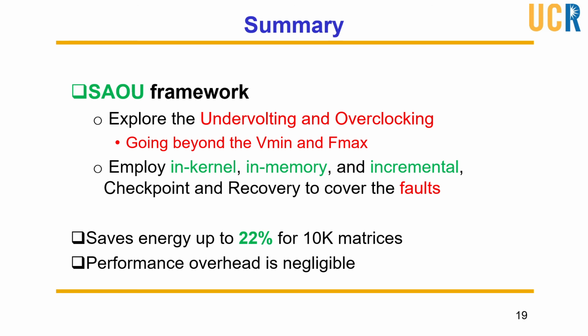In this paper, we propose an energy-efficient framework, SAOU, that reduces the energy consumption of GPU through undervolting and overclocking. Since going beyond the safe frequency or voltage gives rise to faults, we designed an in-kernel, in-memory, and incremental checkpoint and recovery technique to handle these faults. We created an empirical fault model to determine the number of checkpoints at each level of undervolting and overclocking. For a matrix with size of 10K in cuBLAS matrix multiplication, SAOU can save the energy consumption up to 22% through combined undervolting and overclocking without sacrificing the performance.